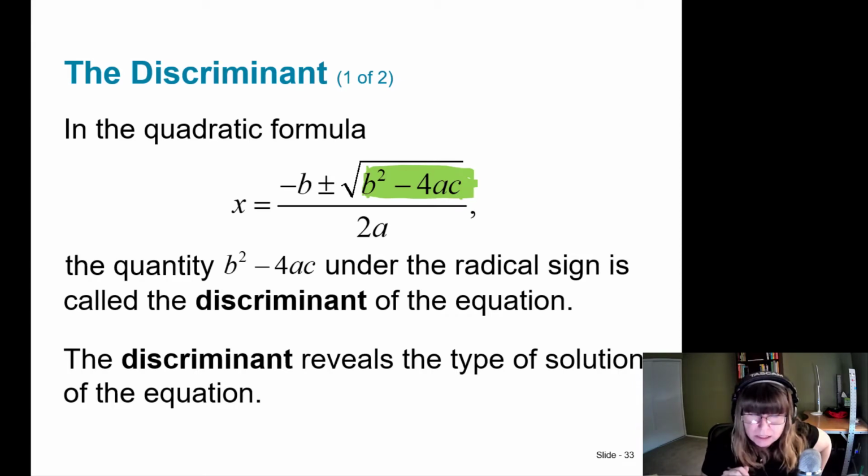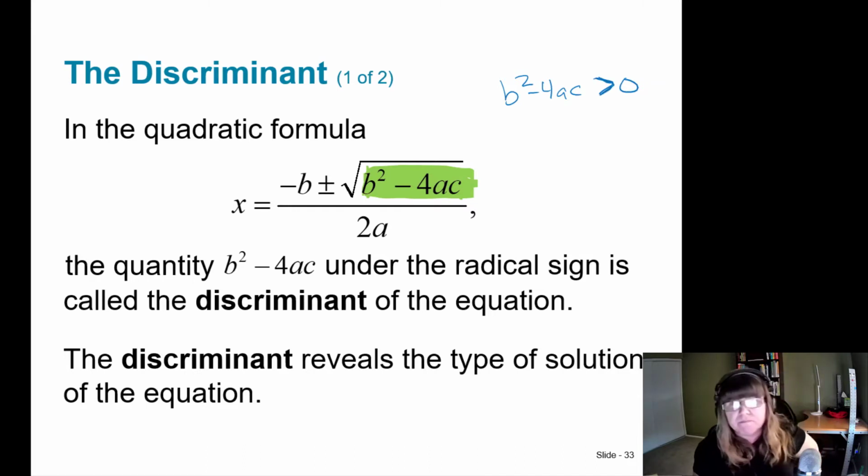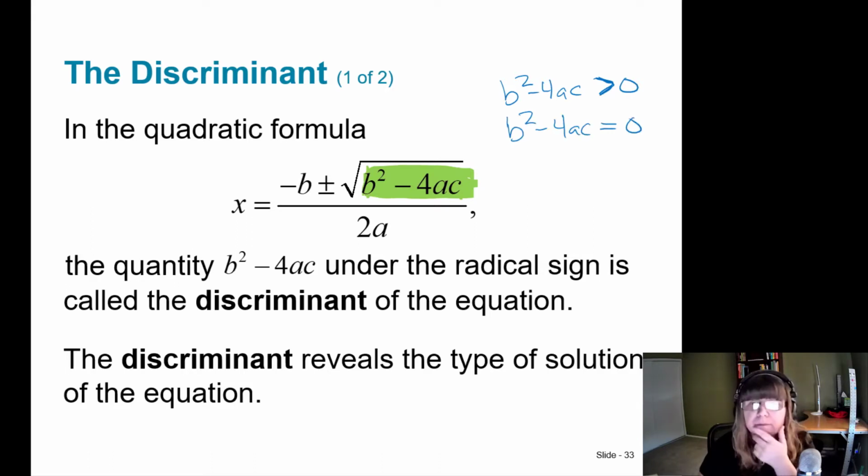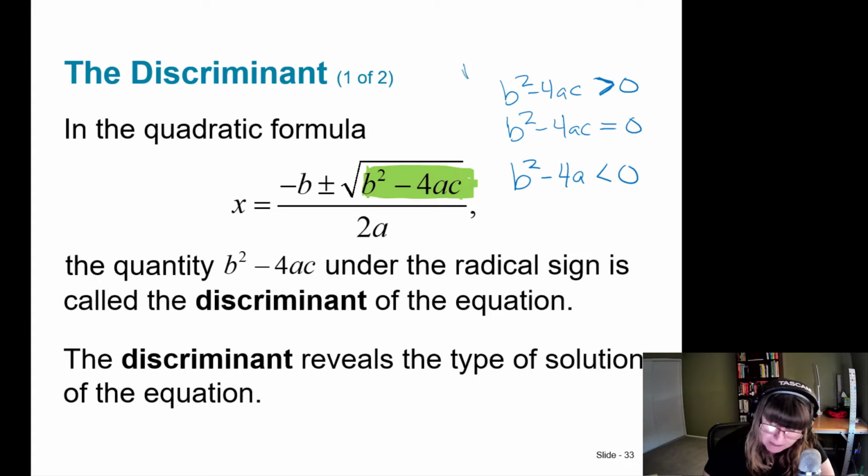If we do that math, this value, b squared minus 4ac, could be a positive number. It could be greater than 0. Right? That's an option. It could be exactly 0. b squared minus 4ac could be less than 0. So b squared minus 4ac could be a positive number, if I could spell right, b squared minus 4ac could be 0, or it could be negative. Those are our three options.